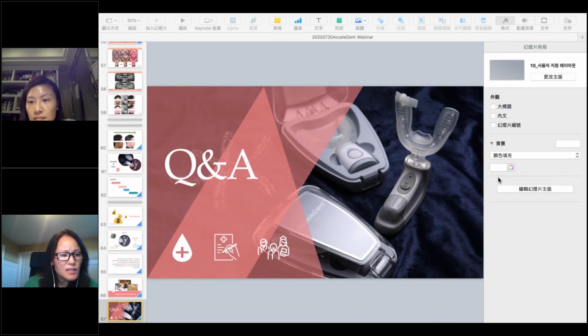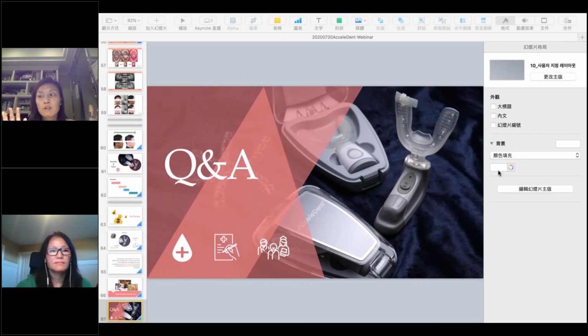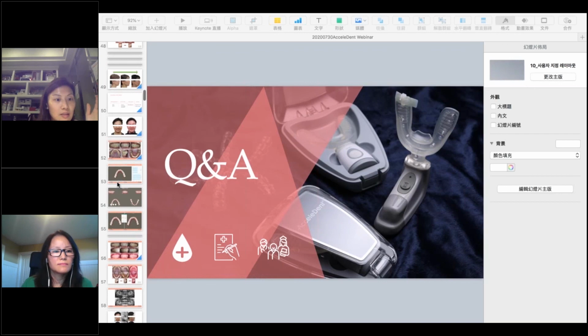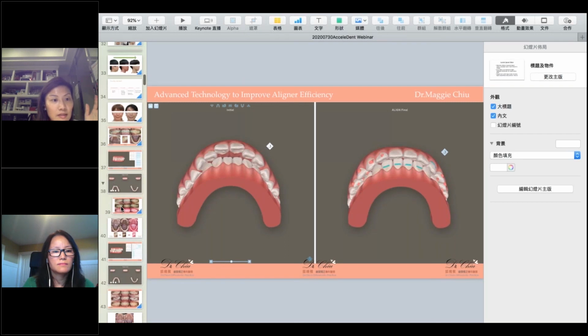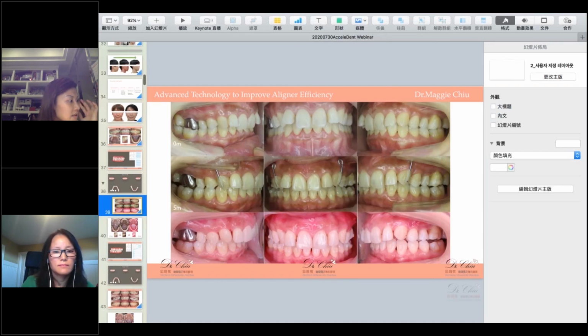Another question: can you explain again about the TAD on 13 and 23? Do you bond the hook before scanning, or bond it by cutting the aligner? Oh, okay. The TAD is between upper 6 and upper 7 at the zygomatic buttress, okay? The TAD is not on the canine. Let me drag it. Can you see it here? The TAD is on upper 6 and upper 7.